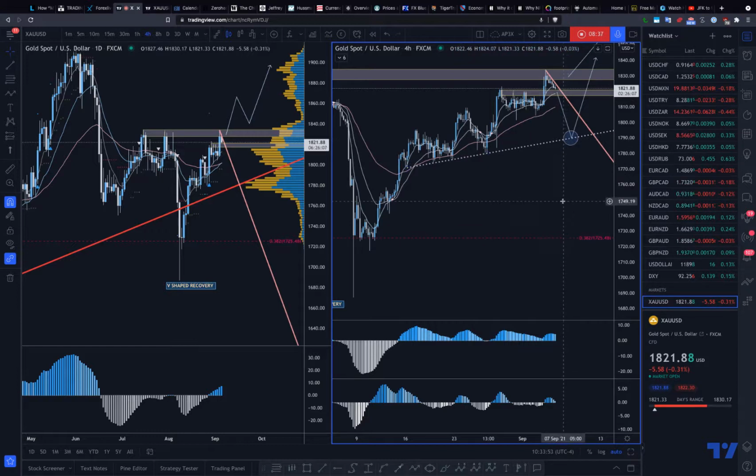So either way, we're going to be looking at what the price does, and we have contingencies for both. If it sells off, we got it here. If the bullish momentum comes in, we're going to get it there. So that's what I'm looking at for Tuesday.